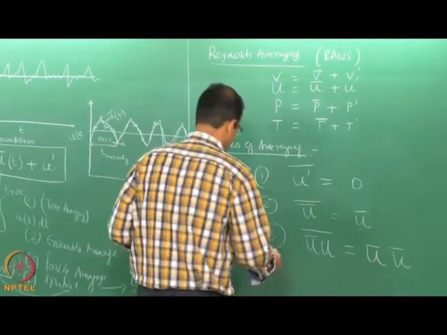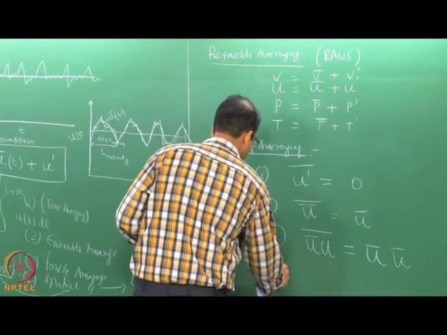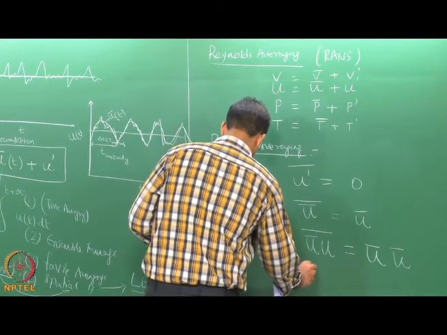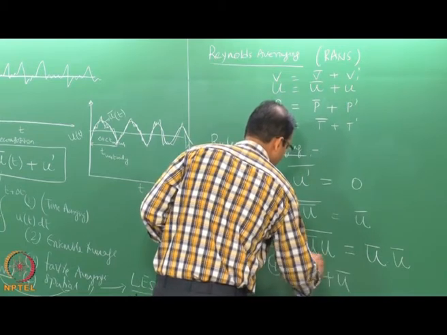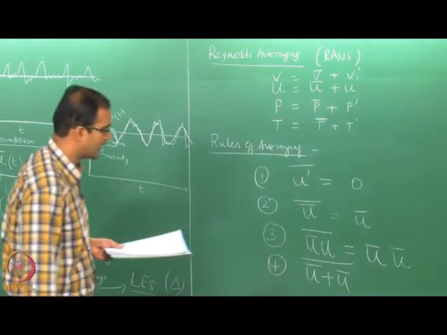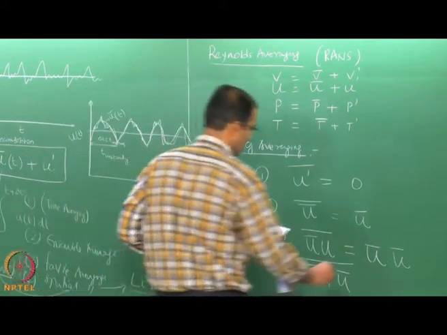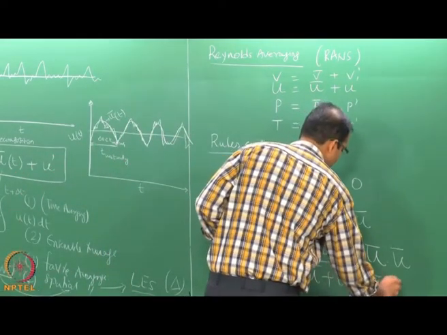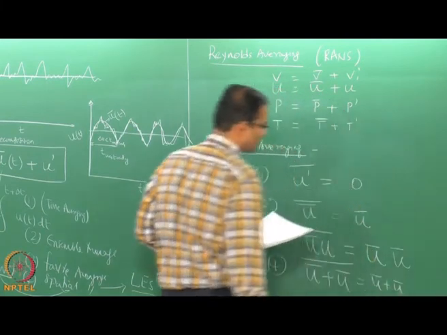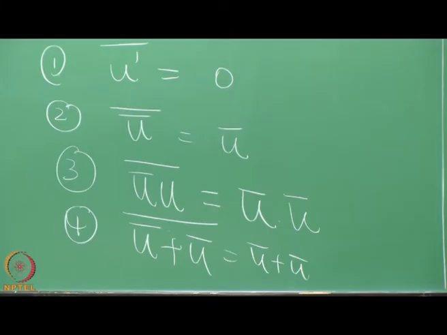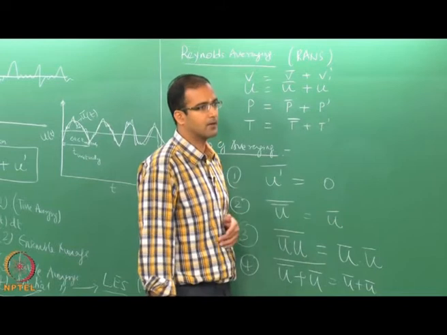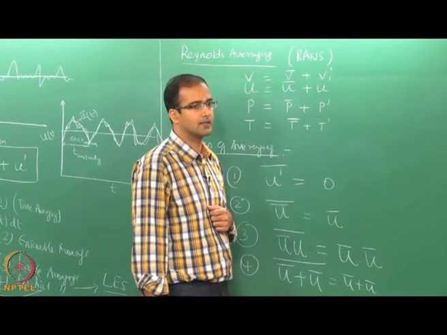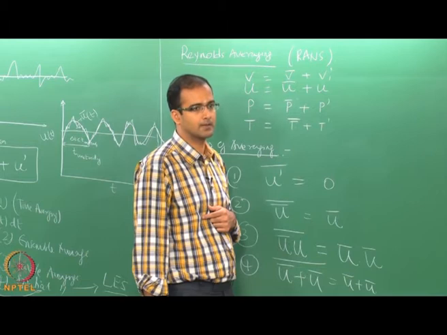The fourth rule is the summation rule, which says that if you have, for example, two mean values, you add them and then take a mean of that, it is the same as taking the summation of the two means. That means if you take the sum of two means and again take a mean of that, it will be the same as just the sum of the two means independently.